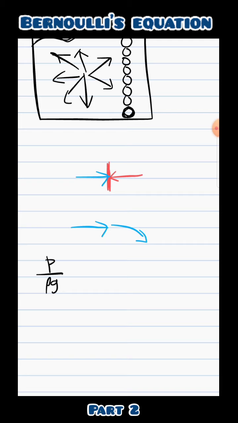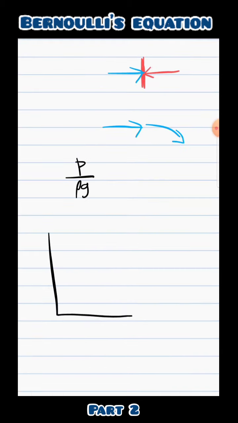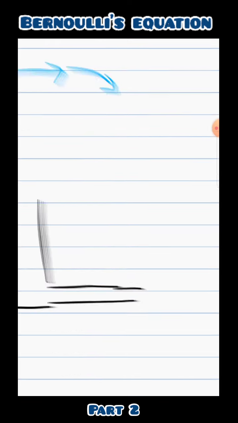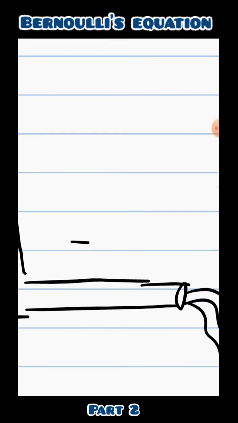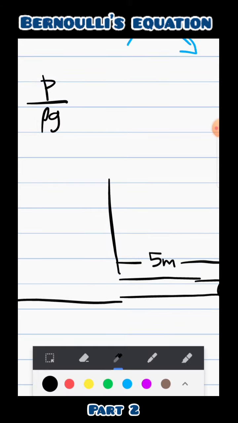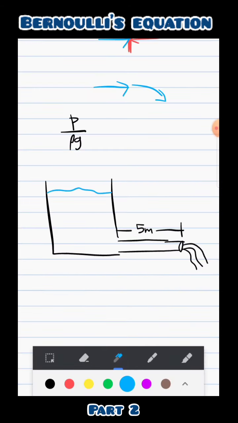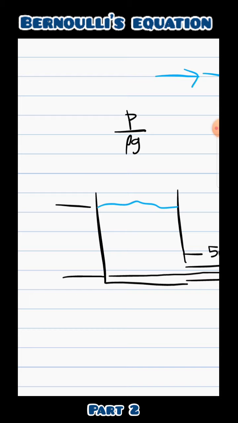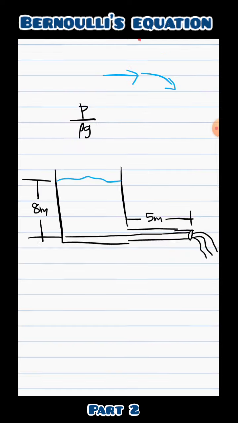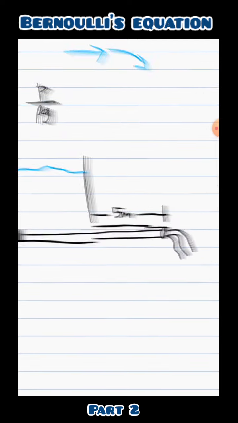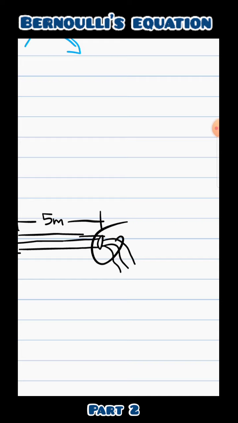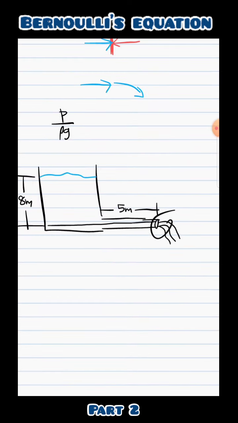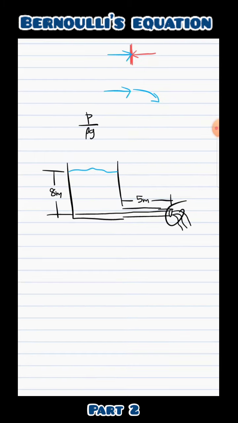Alright, so now if we have a simple example here of a tank and a pipe going out, something like that, and we assume this is a 5-meter long pipe here, and this is the water level of the tank, and we assume our reference point to be on this line right here, and we say this is 8 meters, and we want to calculate the velocity or the discharge. We know discharge is just the volume of fluid going through a surface or cross-sectional area per unit time.